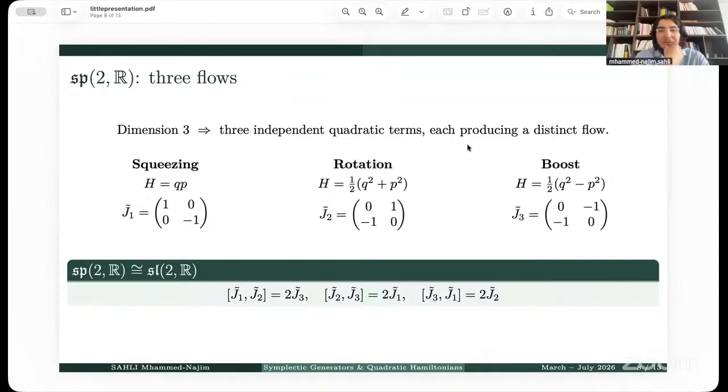Maybe, I don't know, maybe the SP4R element may be some kind of Dirac matrix, for example. I don't know if we can use that.